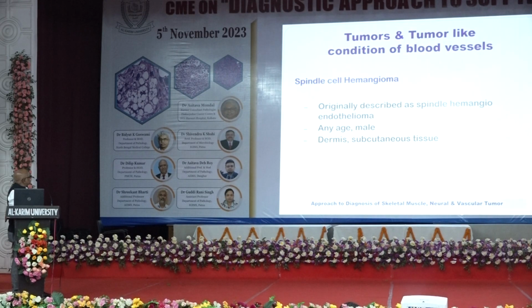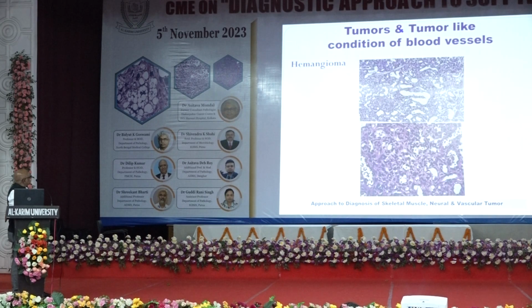Another variety is spindle cell hemangioma, originally described as spindle cell hemangioendothelioma. It can occur at any age, with male preference, and it is found in dermis and subcutaneous tissue. I think it is not difficult to report a hemangioma, so I will skip this one.